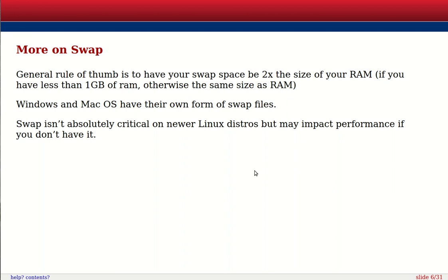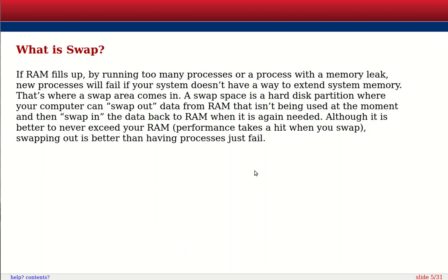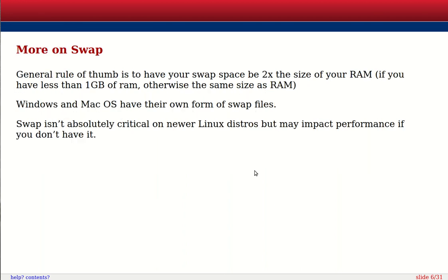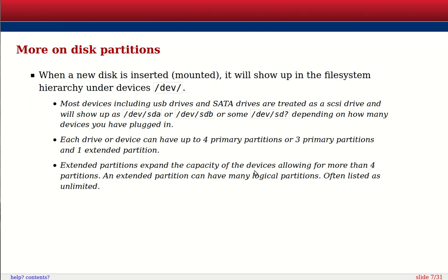One of the things I forgot to say on the last one is it's better if we have everything in RAM. Every time we swap stuff out, we're going to take a little bit of a performance hit, but on machines today, you don't see that performance hit very much. Okay, so we talked about a special partition called swap.